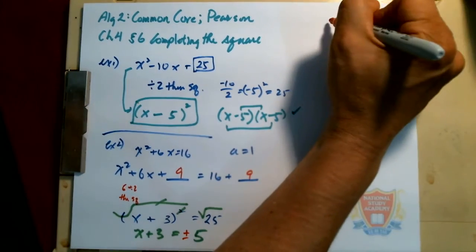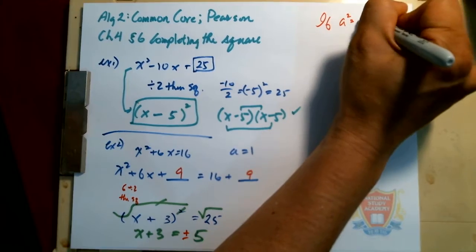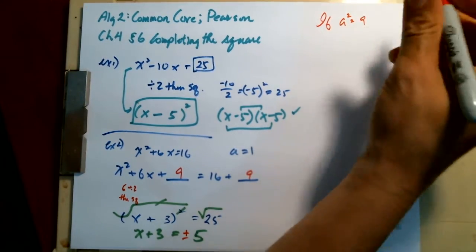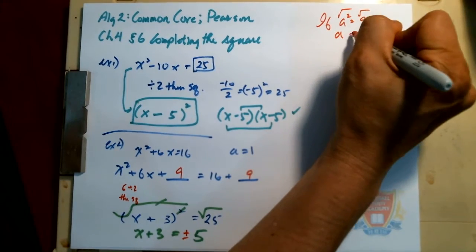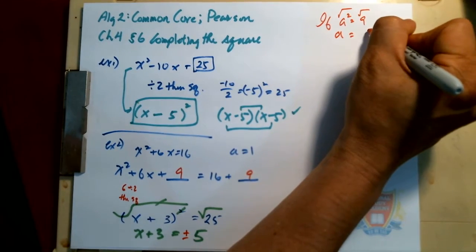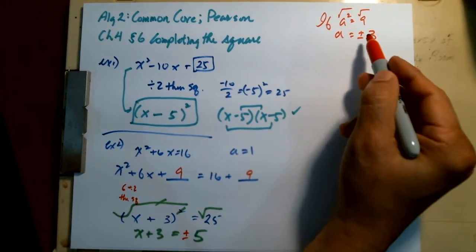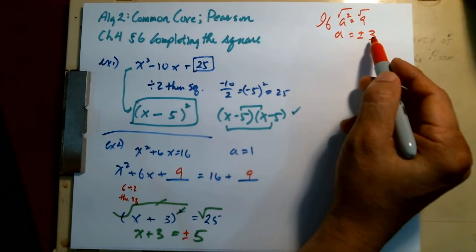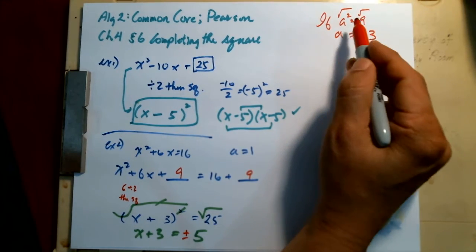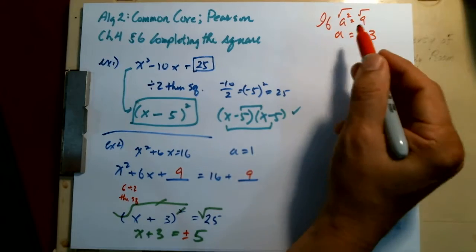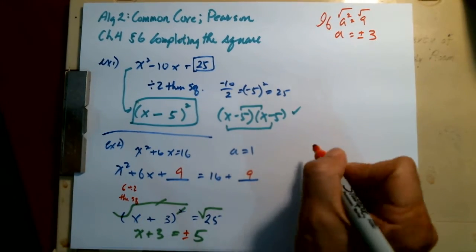And here's the reason why. If a squared equals, let's say 9, what's the value of a? Well, when you square root both sides, you get a on the left side. Square root of 9 is 3, but you have to put plus or minus. When you square root both sides, you have to put plus or minus. Let's see why that happens. Positive 3 squared is 9. Negative 3 squared is also 9. So that's why you have to put plus or minus. Let's work this out.